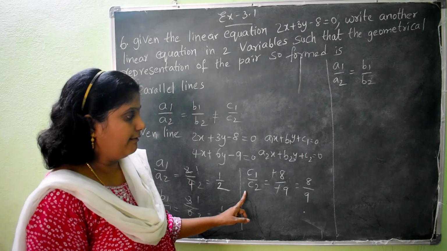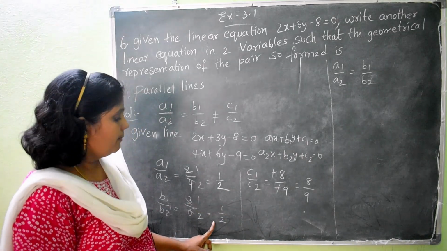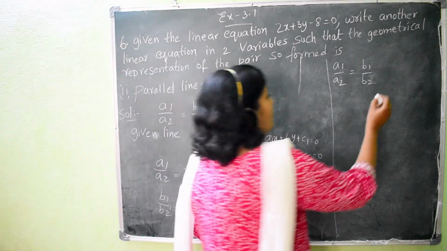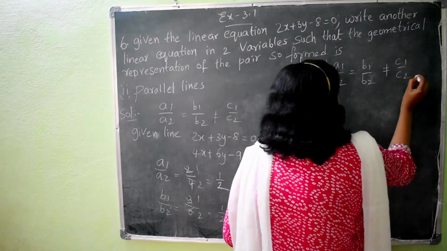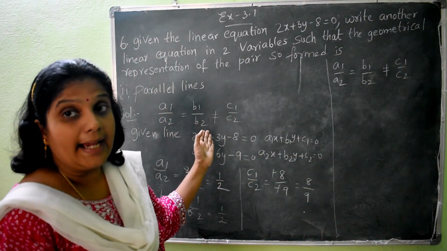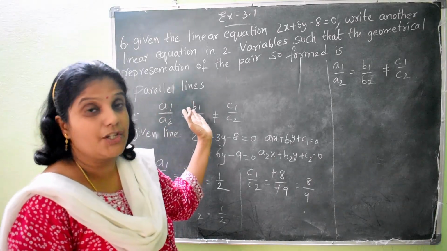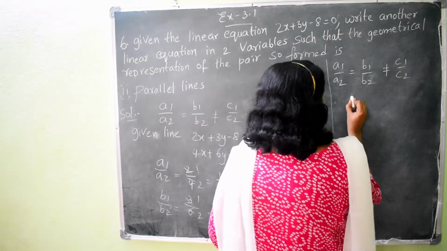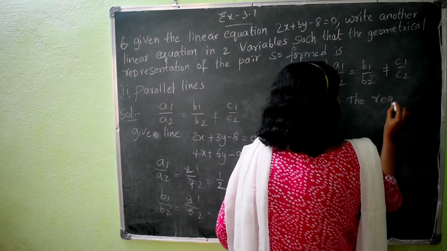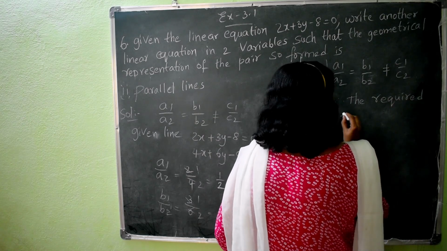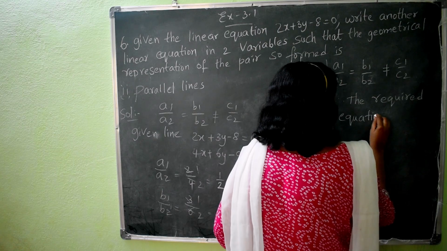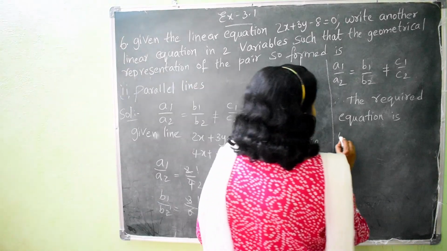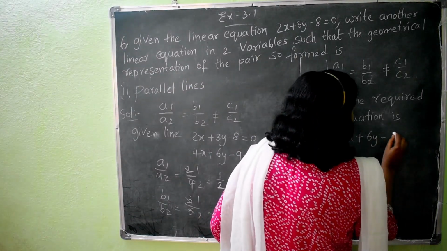But it is not equal to c1 by c2. Why? Because a1 by a2 and b1 by b2 are both 1 by 2 only, but c1 by c2 is 8 by 9. So it is not equal to c1 by c2. So our given line and the required line both satisfy the condition. The pair of linear equations are parallel lines. Therefore, what is the required equation? 4x plus 6y minus 9 equal to 0 is the required equation.